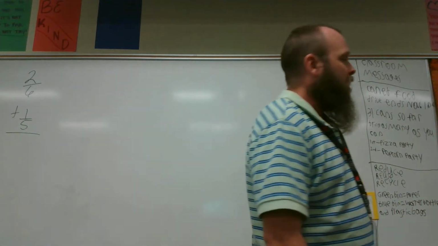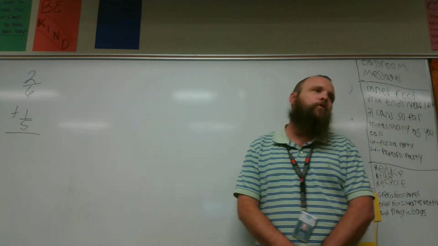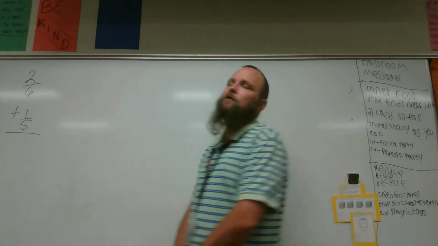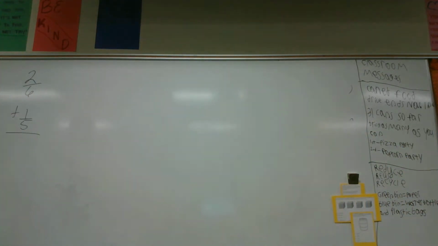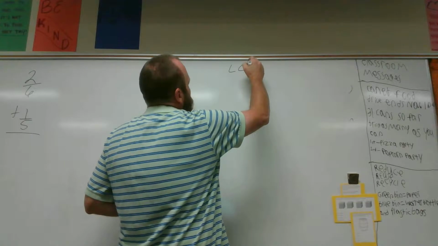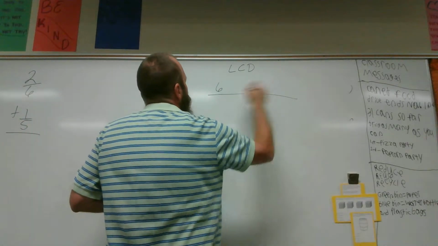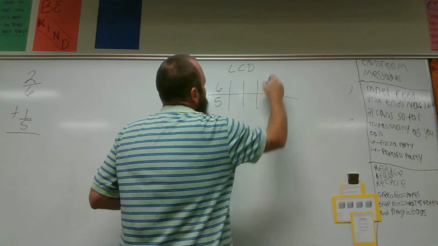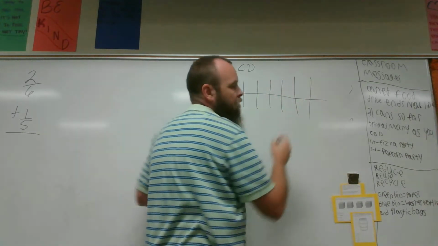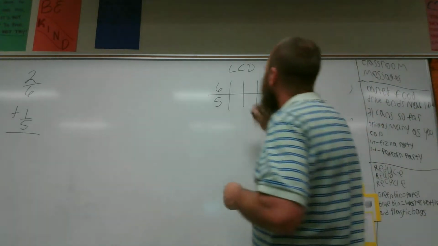So, Maddie, can I add these two fractions the way they're currently written? No. They do not have a common denominator. Luckily, we have learned how to find the least common denominator. Brooks, what are my denominators of these two fractions? 6 and 5. So I'm going to find the least common multiple of 6 and 5. Brooks, when you have it, please tell me. Okay. This is the LCD.